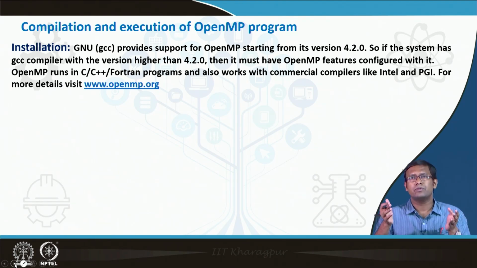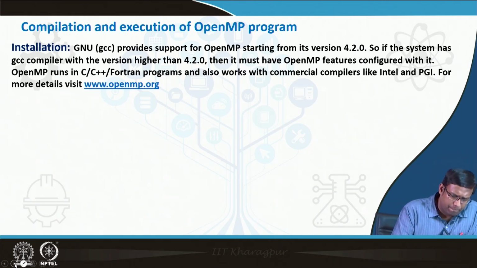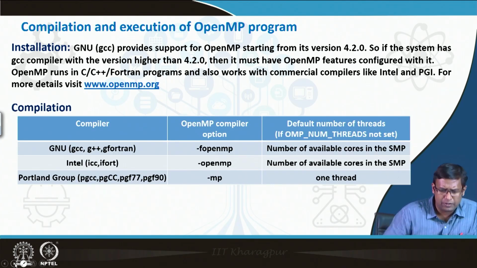If you want to use it with some other compiler like the Intel compiler or the PGI compiler, you can go to openmp.org and see how to install it for the other compilers. OpenMP is free, so if you have a commercial compiler like PGI, on top of that you can install OpenMP. Availability of OpenMP doesn't require paying from your side. It's free software, and it can be used with any other compiler, as I said.